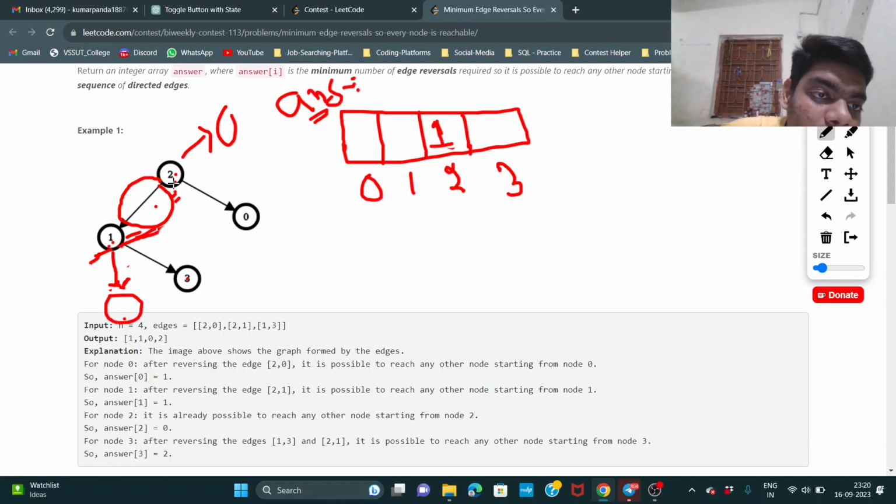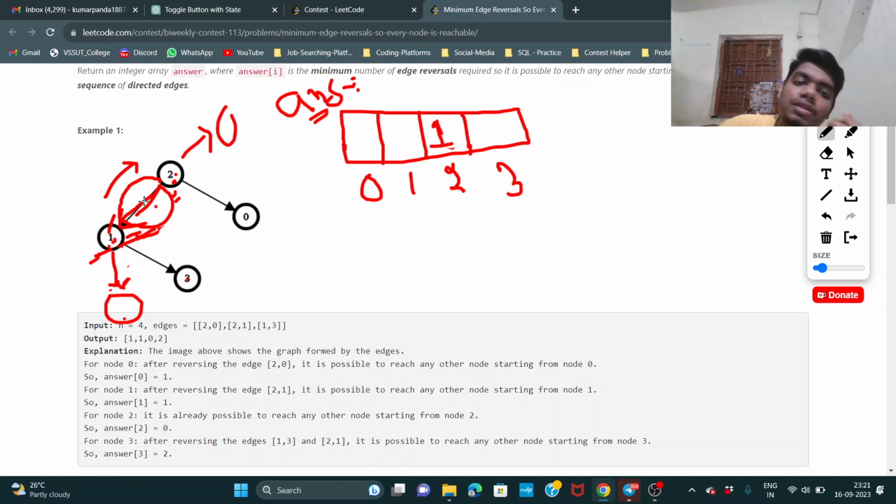Now I am coming from 2 to 1. If this node is like this, it's okay for 2. Now I am going from 1 to every other node. If the node is like this, while considering the answer for 1, if the edge is pointing to that node, then I just have to increase my answer by 1.